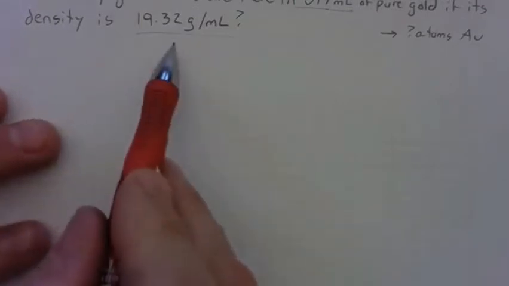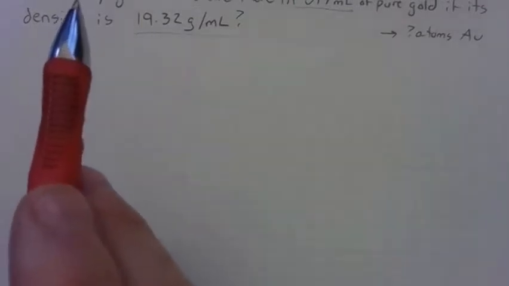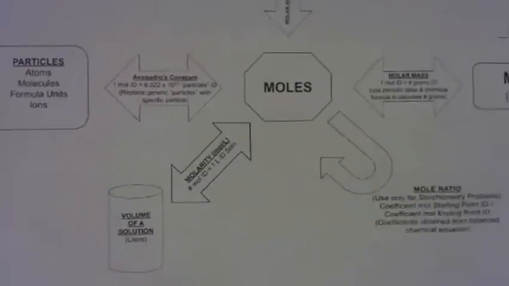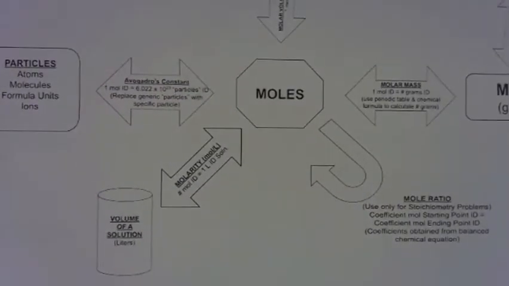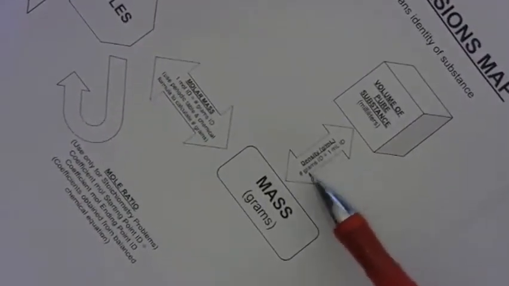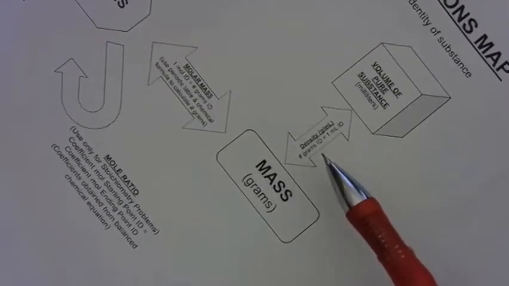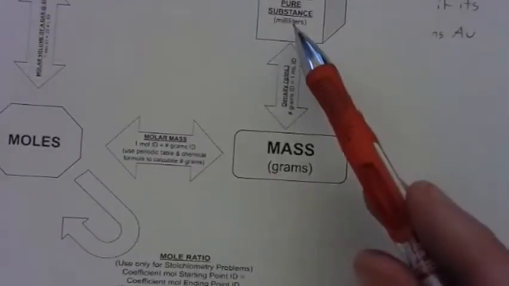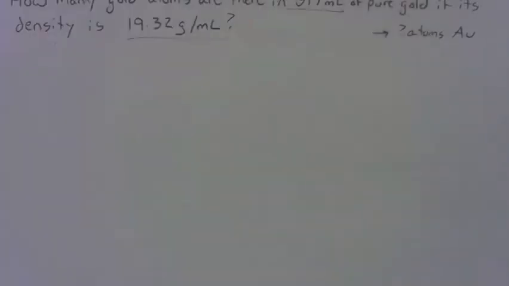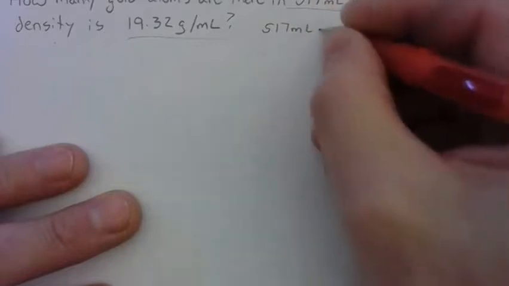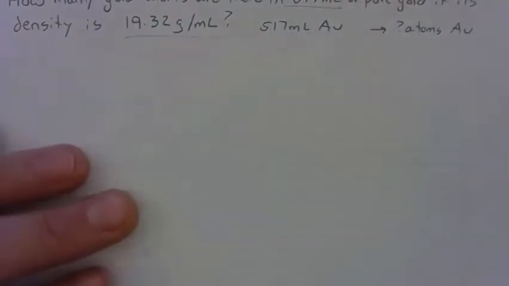Now, since I know that density is in fact not an island on the chemical conversion chart, but density is, in fact, a double-headed arrow, so a bridge, I know that that cannot be a starting point. Instead, the volume of a pure substance, in this case gold, in milliliters, is. So that means that my starting point is 517 milliliters of gold.